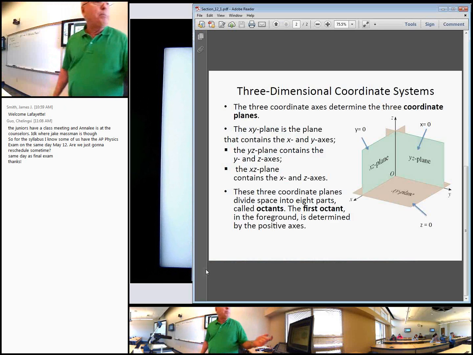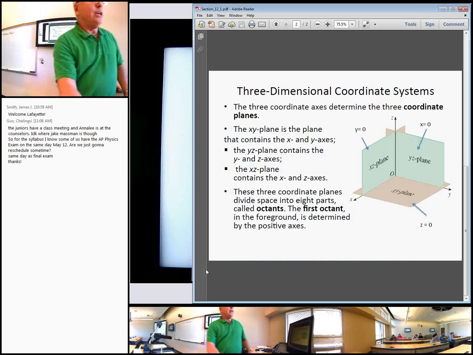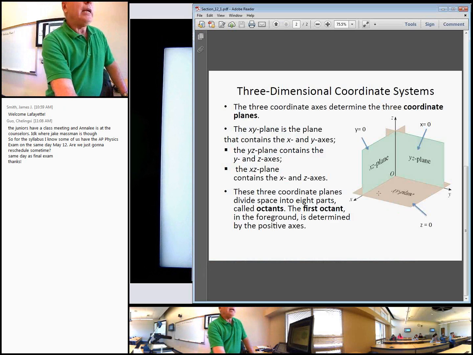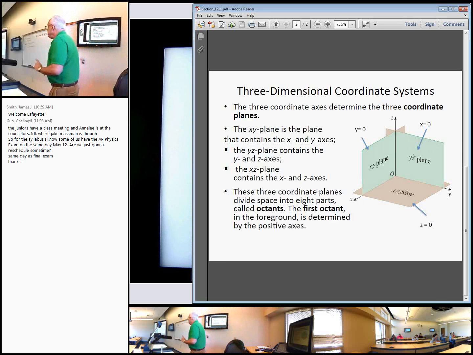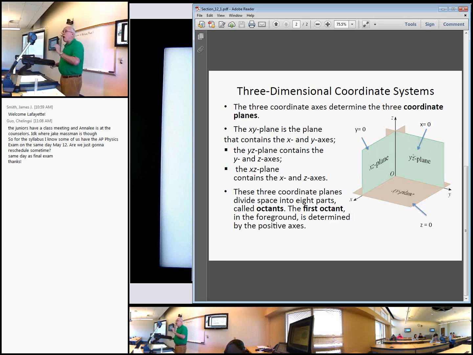This is a little bit better drawn, where we're showing here the XY plane, which is formed by the X and the Y axis, and then the XZ plane, which is formed by the X and Z axes, and the YZ plane by the Y and the Z axes. One thing you want to remember about these is this. On the XY plane, at any point in that plane, Z is equal to 0.